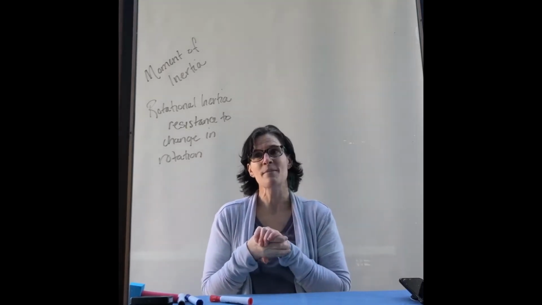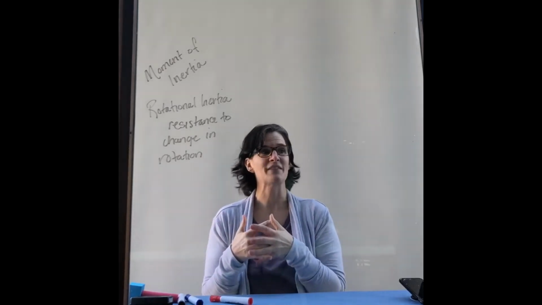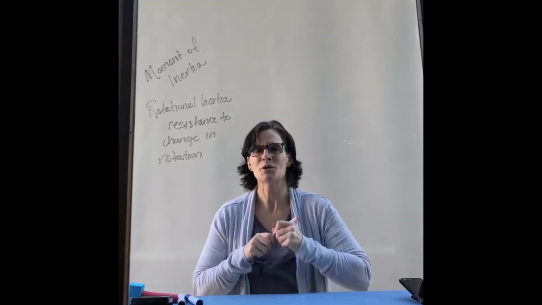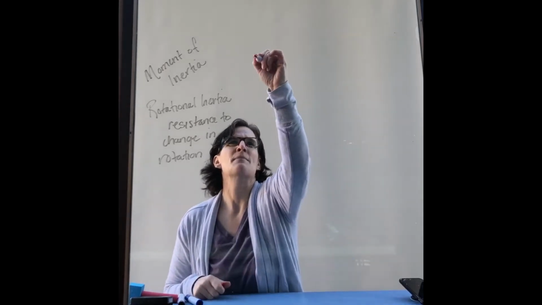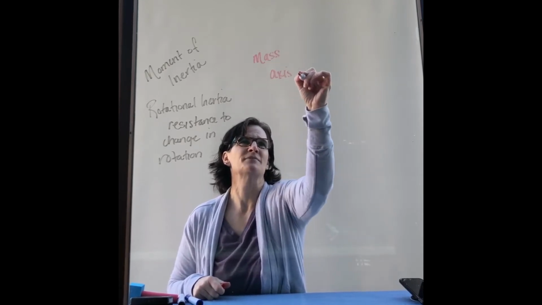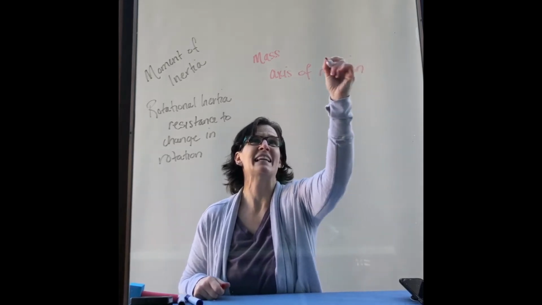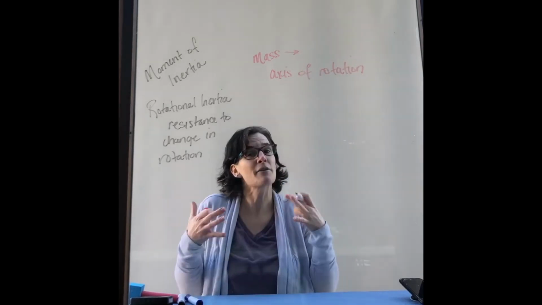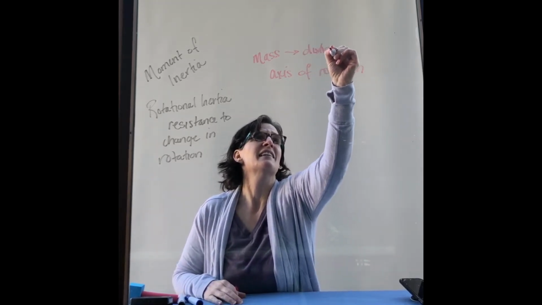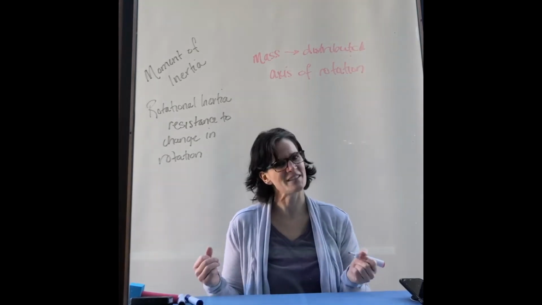So, if we think about not only the mass, when we deal with rotation, we also have to think about the axis of rotation. So, two things are going to be important: the mass and the axis of rotation. And as we think about the mass specifically, it's going to be how that mass is distributed along that axis of rotation. So let's see what that means.